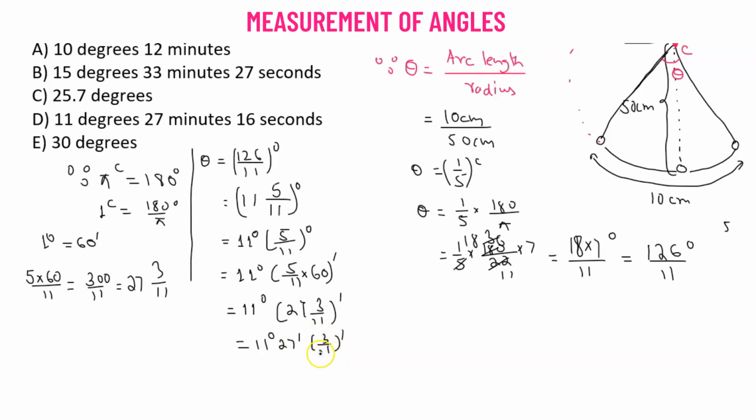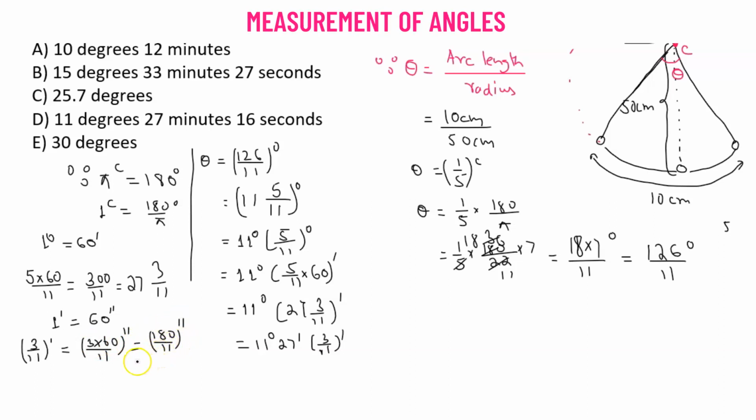We can furthermore also convert 3 over 11 minutes to seconds. So here we have 1 minute corresponding to 60 seconds. So we have 3 over 11 minutes. So this will become 3 times 60 over 11. So this will get converted to seconds. So 3 times 60, that's 180. So we have 180 over 11 seconds.